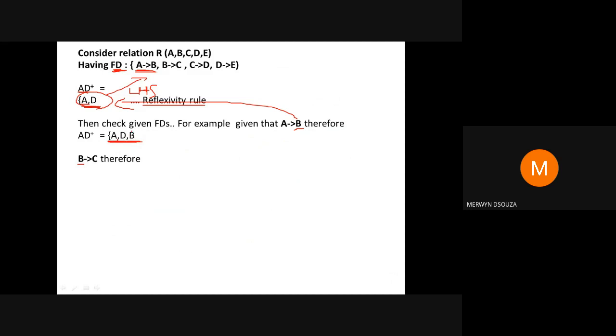Check whether the left hand side of this functional dependency is present here. Is it present? Yes, it is present here. So what is given? B determines C. Therefore, since B determines C, the right hand side of this functional dependency can be included in the closure for AD. So the closure for AD will look like this: you will get A, D, B, and C.